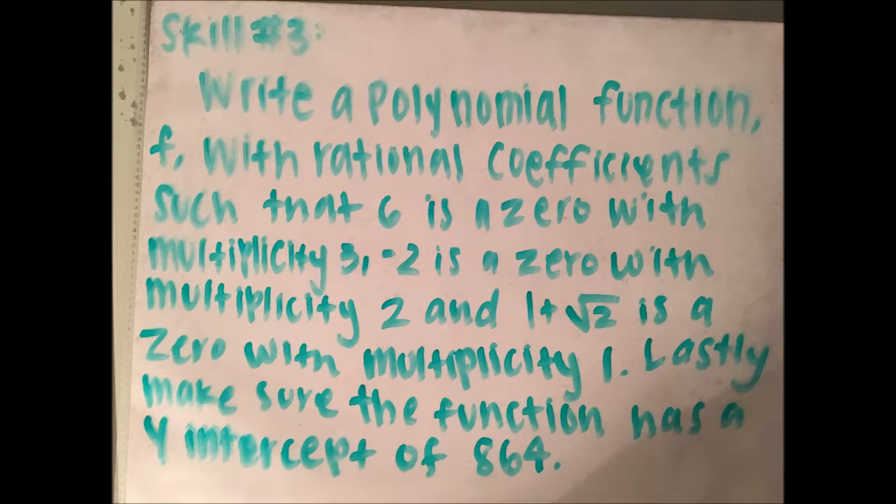Okay, so here's the problem for skill 3. Write a polynomial function f with rational coefficients such that 6 is a 0 with multiplicity 3, negative 2 is a 0 with multiplicity 2, and 1 plus the square root of 2 is a 0 with multiplicity 1. Lastly, make sure that the function has a y-intercept of 864.